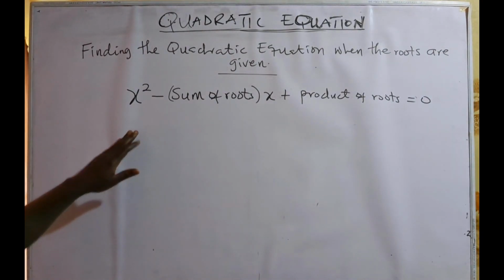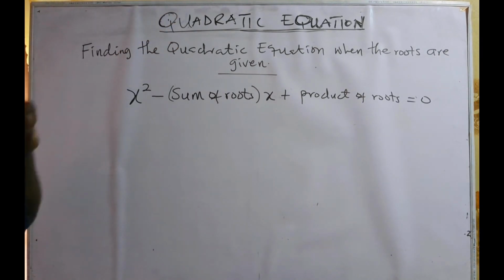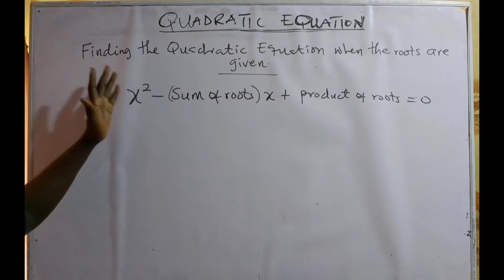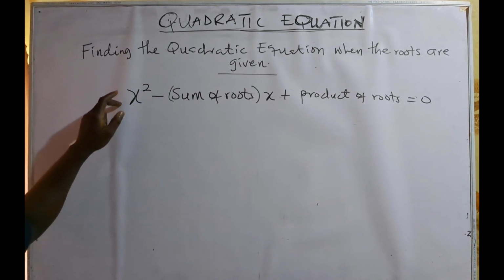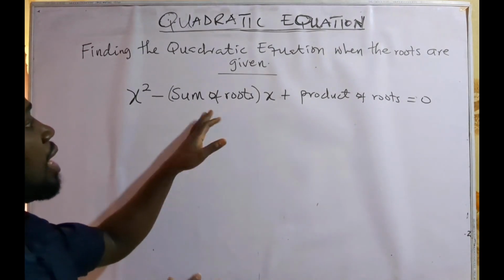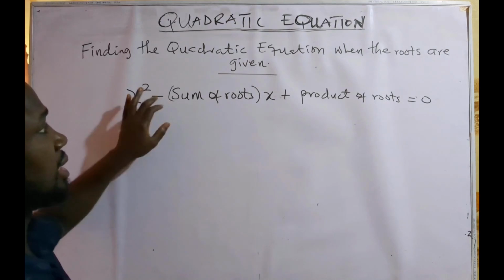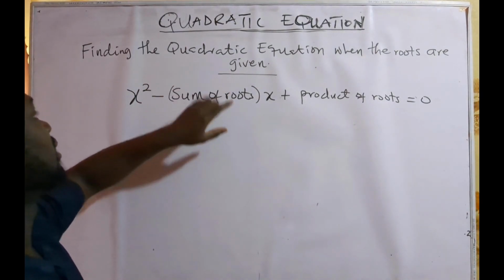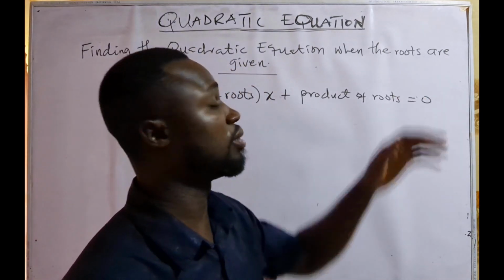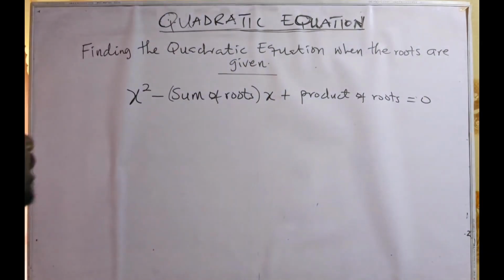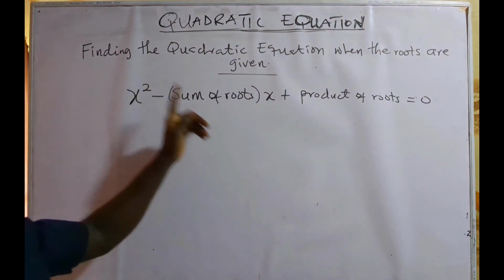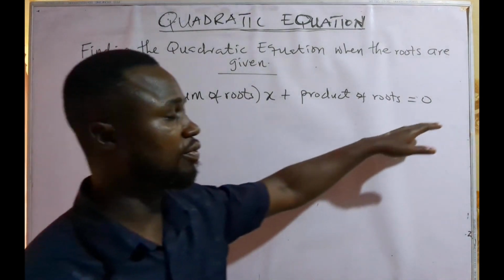So what we are saying here is that to get a quadratic equation when you are given the roots, the equation can be obtained as x squared, when the coefficient of x squared is 1, minus the sum of the roots, multiplied by x, plus the product of the roots, then equate it to what? Equate it to 0. So this is our formula for obtaining a quadratic equation when the roots are given: x squared minus the sum of roots times x plus the product of roots equals 0.